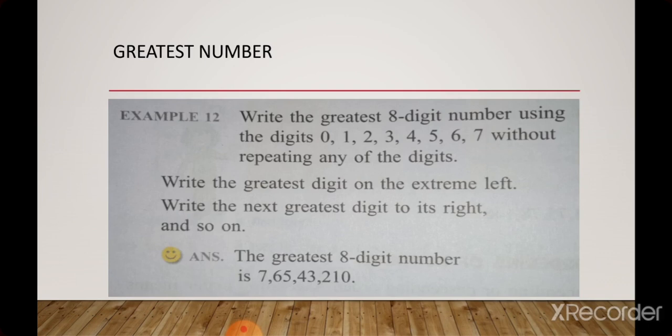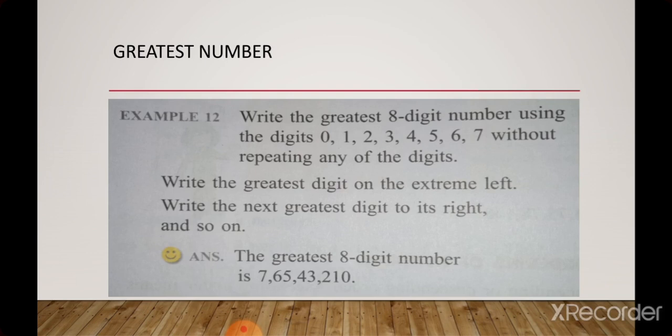Greatest number: they will give some digits. Using those digits you should build the greatest number. Write the greatest 8 digit number using the digits 0, 1, 2, 3, 4, 5, 6, 7 without repeating any of the digits. Means you cannot repeat any digits. So first you should see which digit is greatest. In the given digits, 7 is greatest.